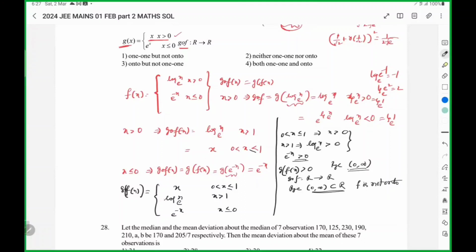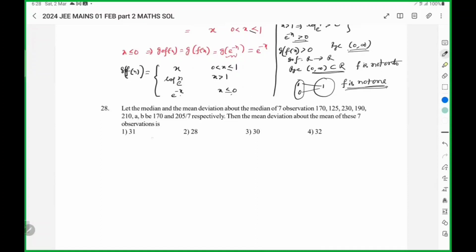So for different values, for example, if I take x as 1, its mapping is 1, and x as 0 gives e power 0, which is also 1. Two different elements have the same mapping. So f is not one-one. So it is neither one-one nor onto.